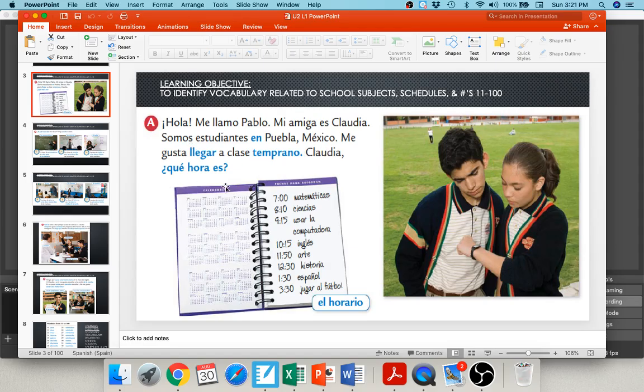Claudia, ¿qué hora es? You can see down here, we have a photo of her horario, her schedule with all of her various classes. You can see at 7 o'clock she has matemáticas, ciencias, science at 8:10. She has to usar la computadora, use the computer at 9:15. Inglés at 10:15. Arte at 10 till 12. Historia at 12:30. Español at 1:30. And she has to jugar al fútbol. She has to play soccer at 3:30. So you can see her schedule.